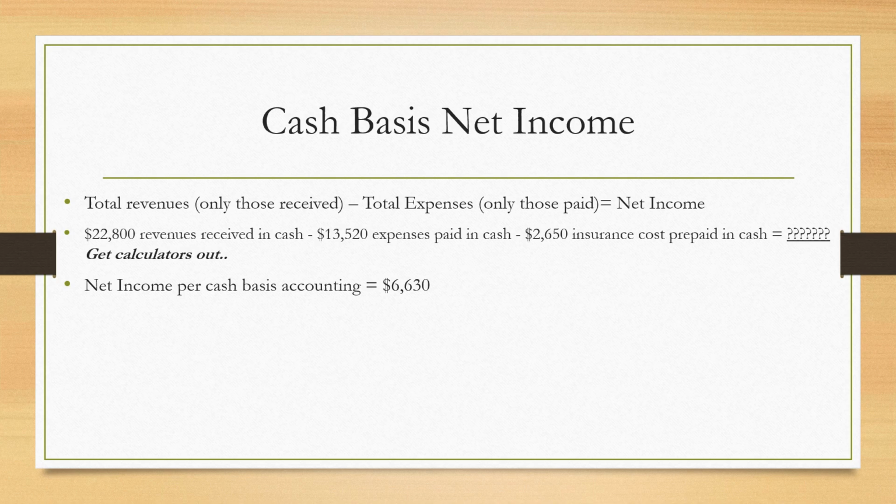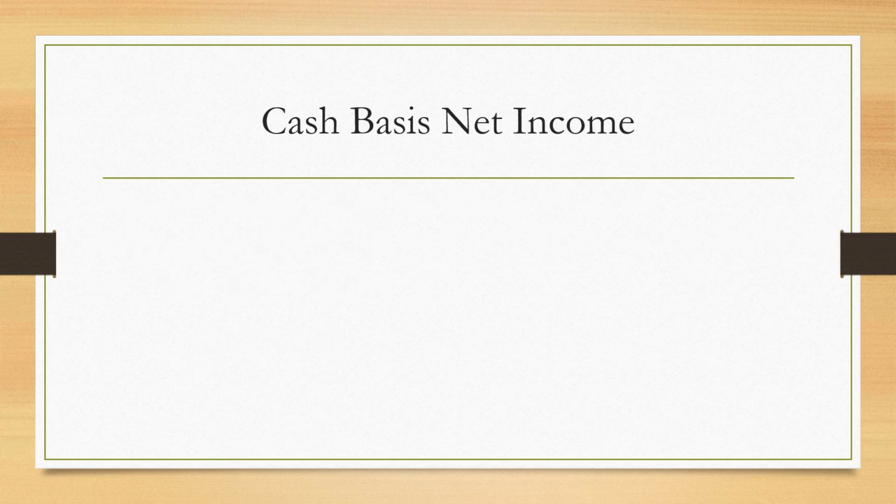Cash basis net income. Going back to our formula, which is total revenues minus total expenses equals net income. So again, for this, we're going to be using the amounts that pertain to the cash amounts, only those that are received and only those that have been paid. So going back to our original problem, remember that only $22,800 worth of revenues were received in cash for that period, and then $13,520 of expenses were paid in cash in that same time period. And then also there was $2,650 of insurance cost that was prepaid in cash.